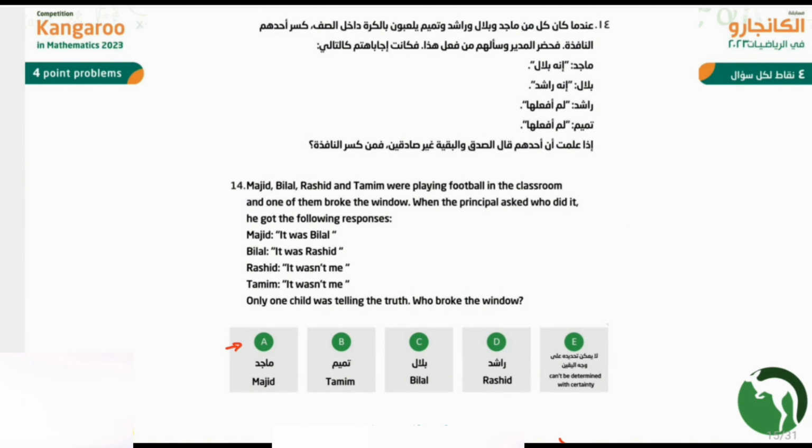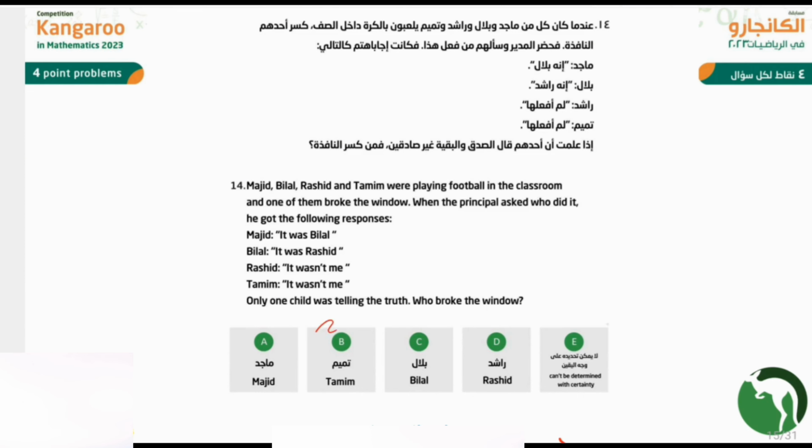Okay, let's assume that Majid is the person who broke the window. If he is the child who broke the window, then Majid is saying it was Bilal, so he's lying. Bilal says it was Rashid, so he's also lying. Rashid says it wasn't me, he's telling the truth. Tamim says it wasn't me, he's telling the truth. Now we have two children telling the truth, so this one cannot be the answer.